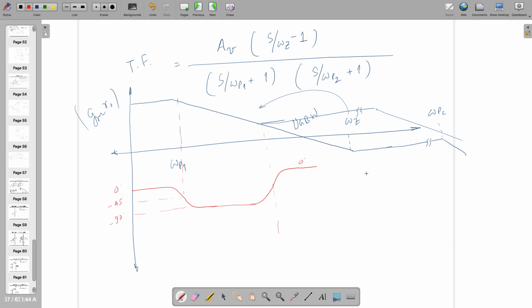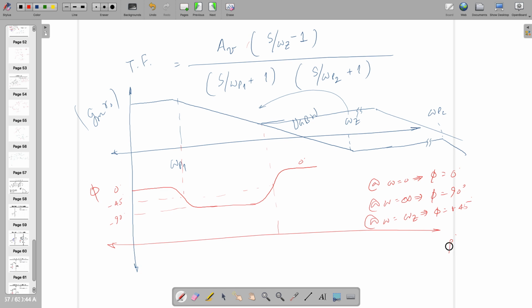This is happening because at omega equal to 0, the phase offered by this zero frequency is 0°. At infinity, the phase offered by this one is +90°, and exactly at omega z, it is offering +45°. So by doing this, you can see that this kind of phase plot you are going to have. So this is phase with respect to frequency.